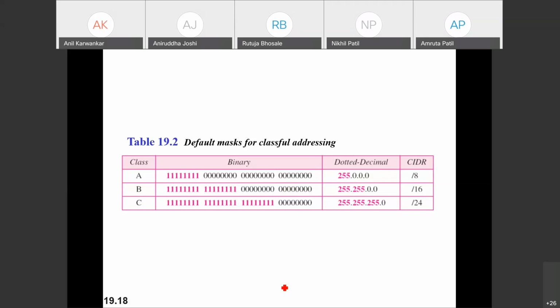The length of the net ID and host ID are fixed by defining the configuration: the first byte and last 3 bytes for class A, the first 2 bytes and last 2 bytes for class B, and the first 3 bytes for class C. The classful addressing scheme was properly standardized with the help of the subnet mask.